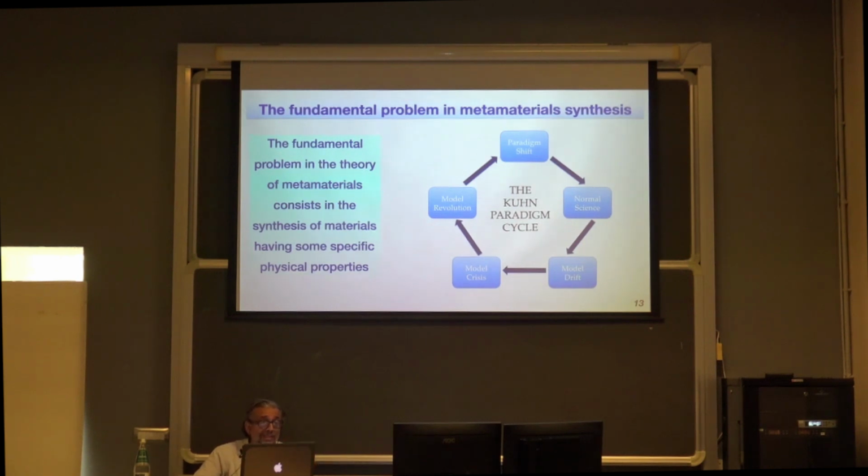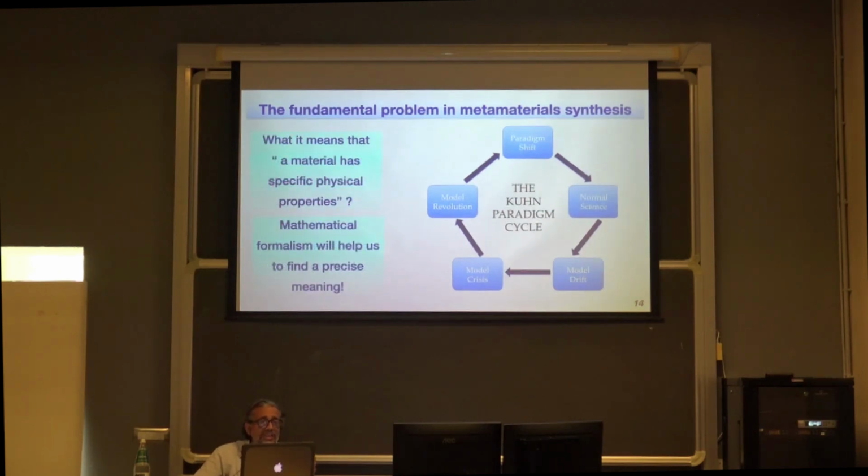So the fundamental problem in the theory of metamaterials consists in the synthesis of materials having some specific physical properties. What does it mean that a material has specific physical properties? Mathematical formalism will help us to find a precise meaning.